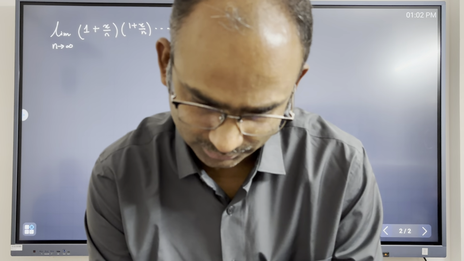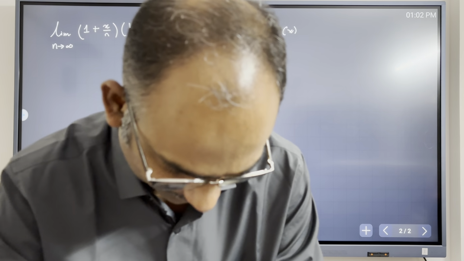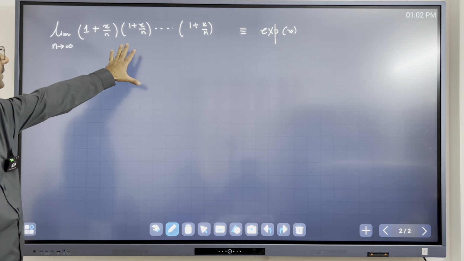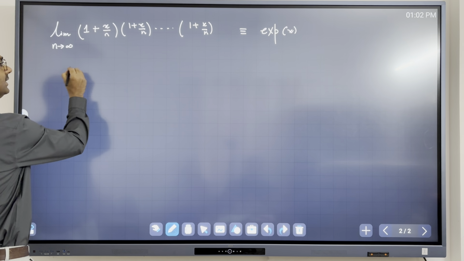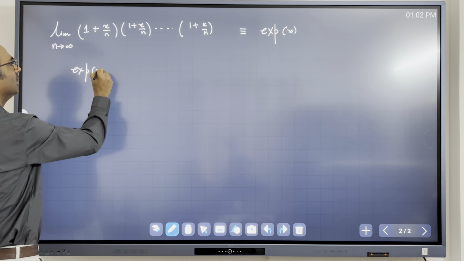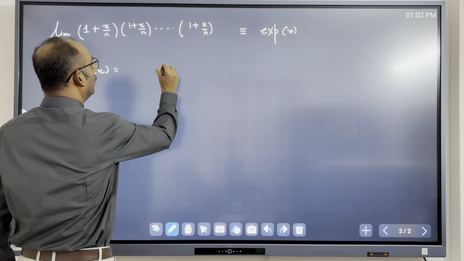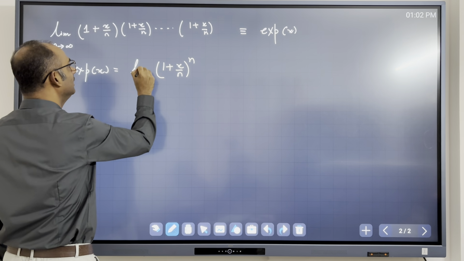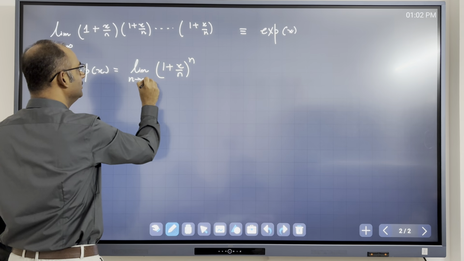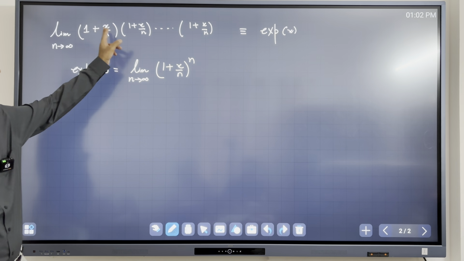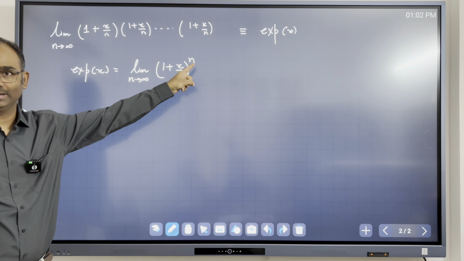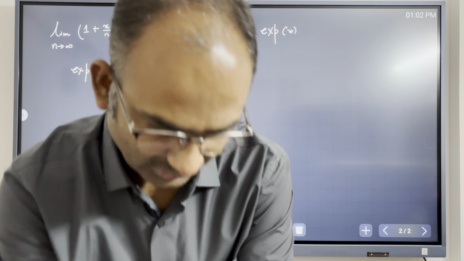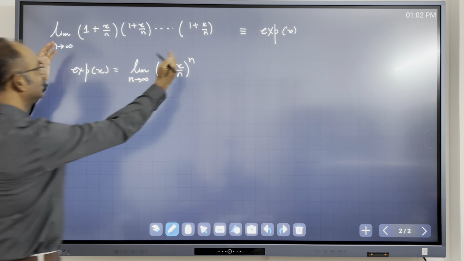So let's see what I want to do next. I'll write it in a more compact way. The definition is what? Exponential of x is equal to 1 plus x over n raised to the power n in the limit where n becomes infinite. Okay, n becomes finite. It's the same thing, right? There are n factors, so I can write it as power of n. That's not any different. Okay, so let's calculate this.